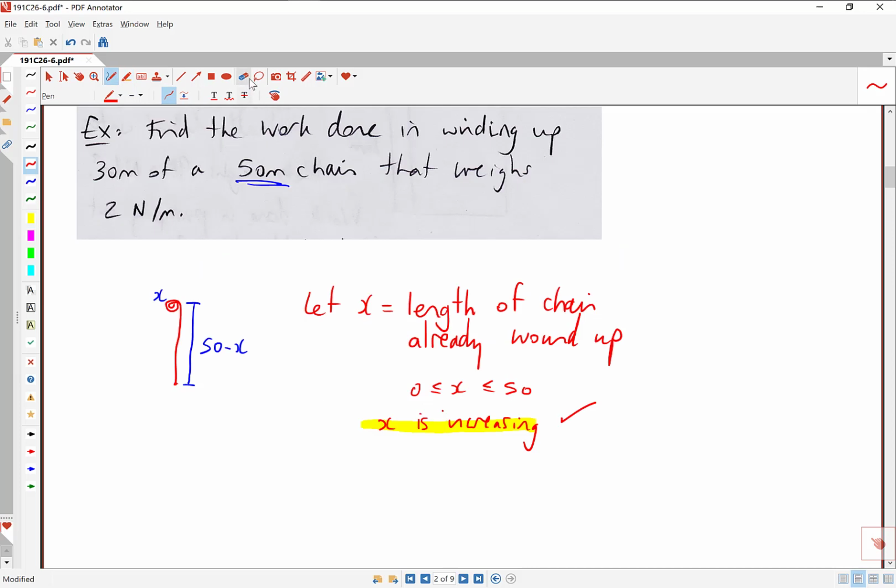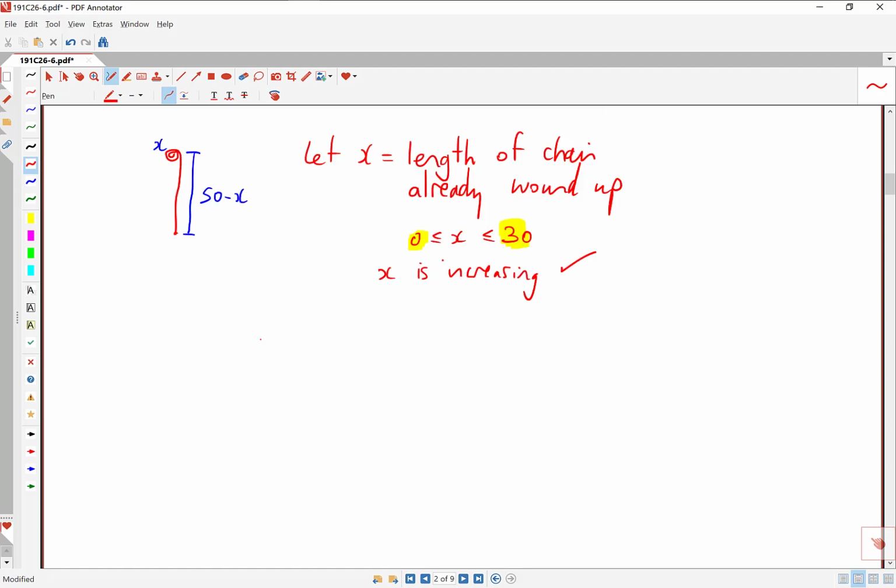So while we're on the topic of the x values, let's think about what x values will specifically apply in the problem. Remember that we're not winding up the entire chain. We're just winding up 30 meters, meaning the first 30 meters of the chain. So in fact, the x values that we'll be using when we compute work, we'll be using x from 0 to 30. Okay, now let's think about our force, f of x.